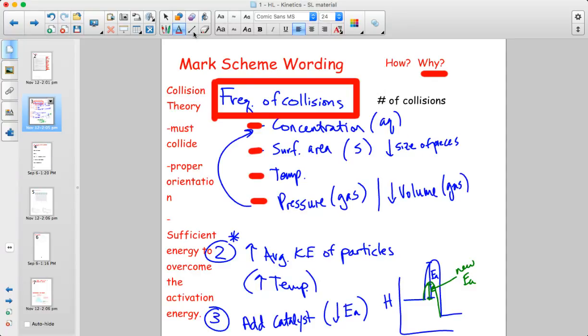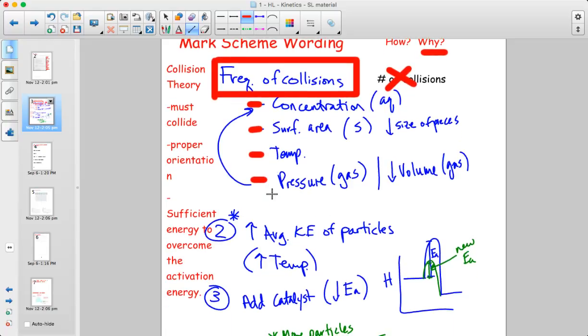So you need to watch out for this language where you say number of collisions. It's something they look for, and it's something that's wrong. So you need to say the number of collisions per time, or you can say the frequency of collisions, which means the same thing. So putting more particles into the same space by concentration increases or pressure increases, that causes greater frequency of collisions. Surface area exposes more particles, and therefore collisions occur more frequently. And temperature makes particles move on average faster, and therefore they bump into each other more often.